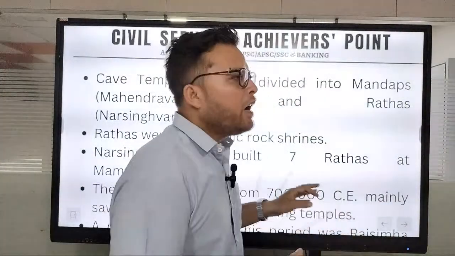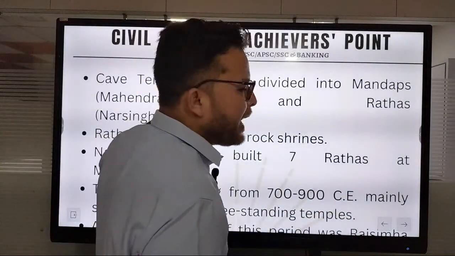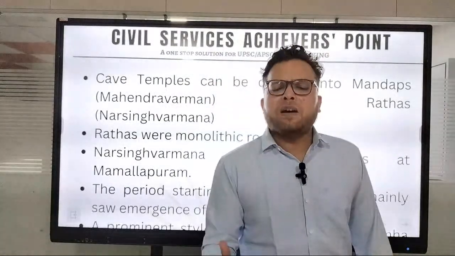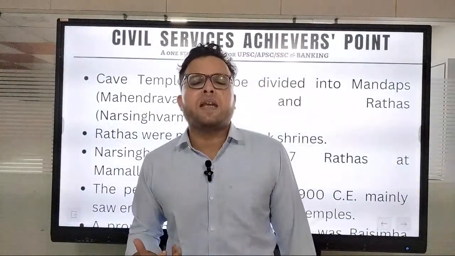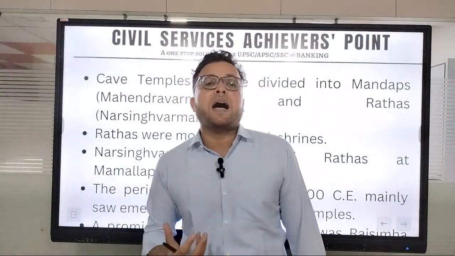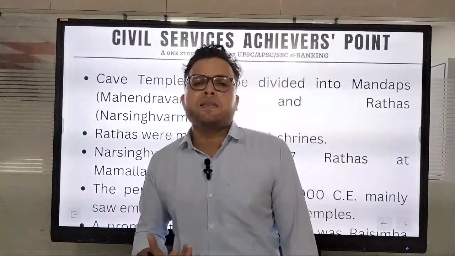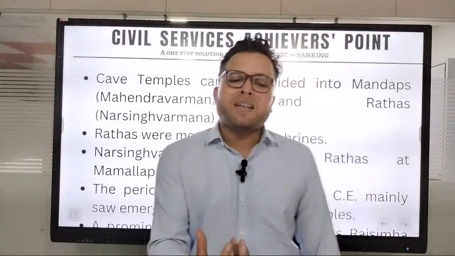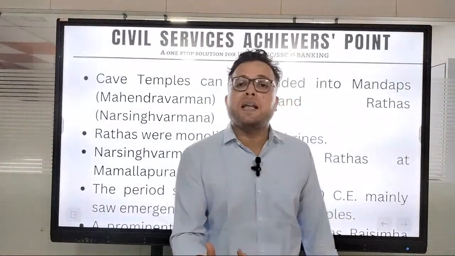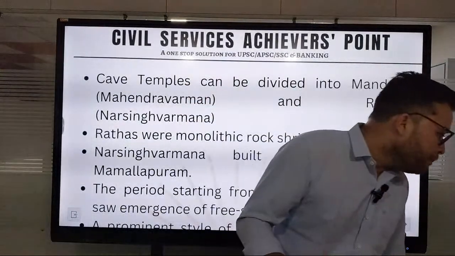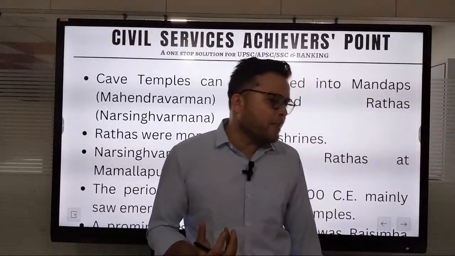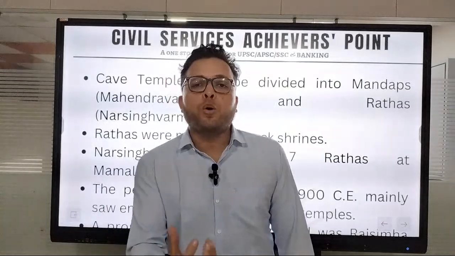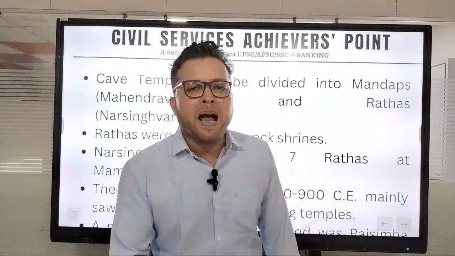In the same category of cave temple are the Rathas. Very, very important. In fact, a very famous Pallava ruler by the name of Narsingh Varman constructed 7 Rathas at Mamallapuram. These are monolithic temples. What is the meaning of monolithic? Built out of a single rock. Rathas are monolithic structures.